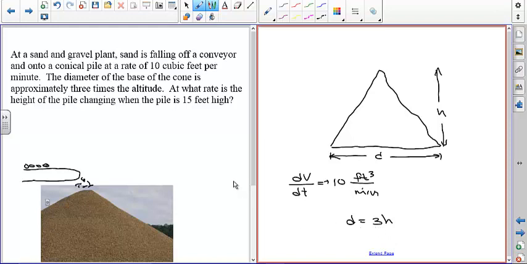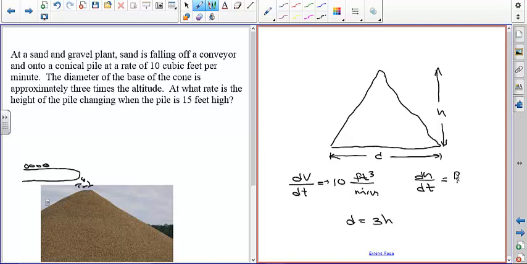And it's asking for what is the rate of change in the height of the pile. So what we're trying to find is dH/dt. That's the unknown. The other thing we need is the volume of a cone, a circular cone.